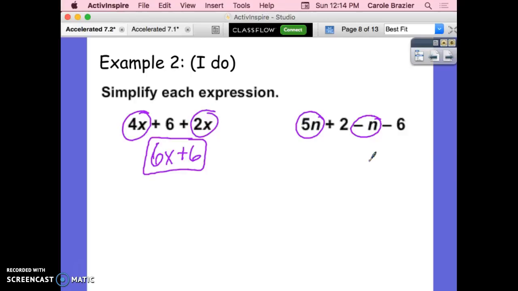The second one, when looking at this 5n and this negative n, those are going to be the same. So always keep the operation in front of the variable. So 5n minus n would give you 4n. And then here I have a plus 2 and a minus 6. So if I were to add those together, I would end up with a minus 4, and that would be my answer. So again, don't try to combine things that you cannot combine.